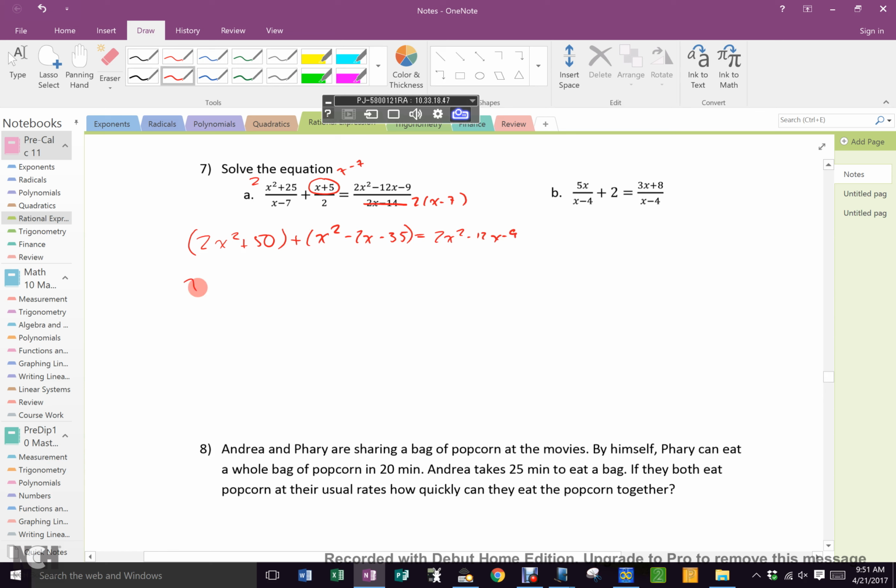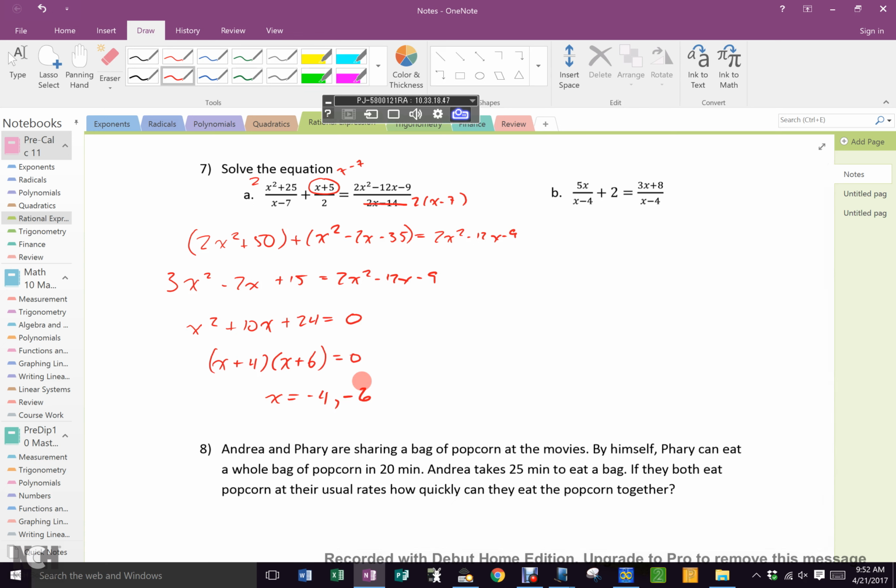Collect all your like terms. 3x squared, 50 minus 35 is 15, minus 2x plus 15 equals 2x squared minus 12x minus 9. Collect all your like terms again. x squared, that comes over, becomes positive, so it's plus 10x. That comes over, becomes positive, so it's plus 24 equals 0. Factor: x plus 4, x plus 6 equals 0, x equals negative 4, negative 6. Is that okay?